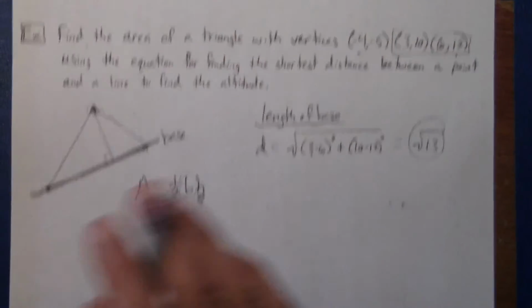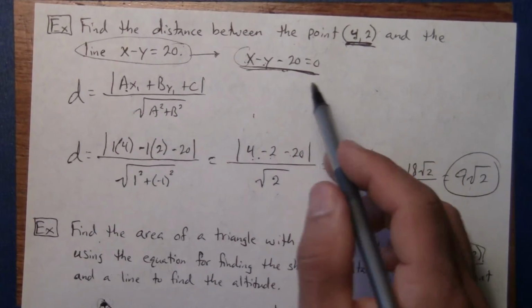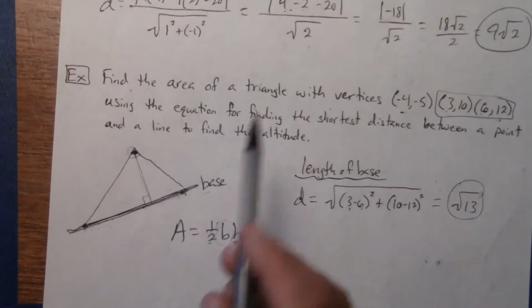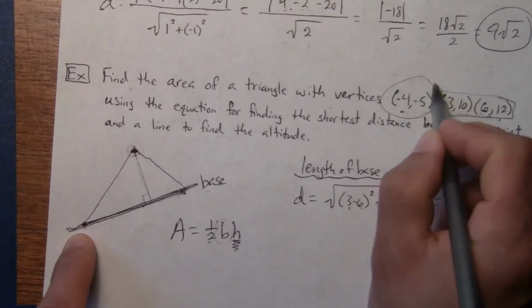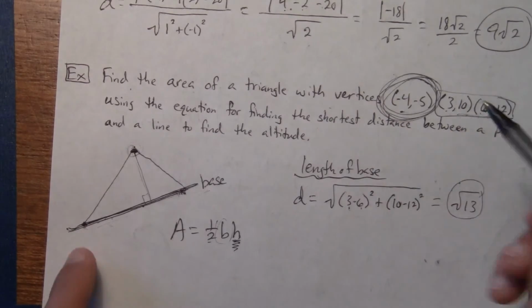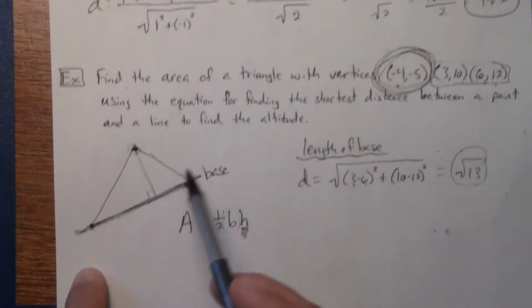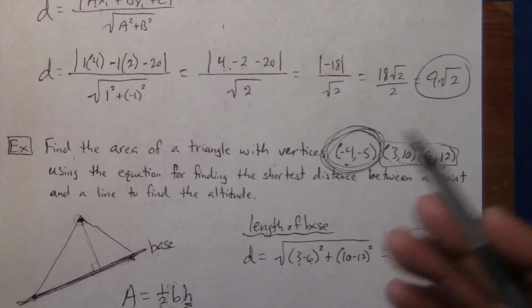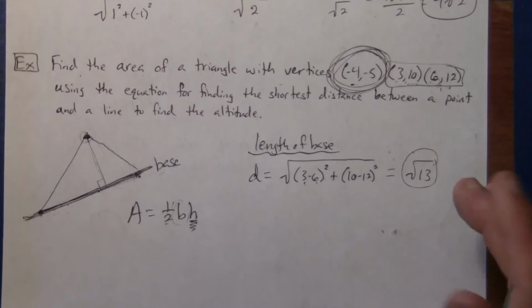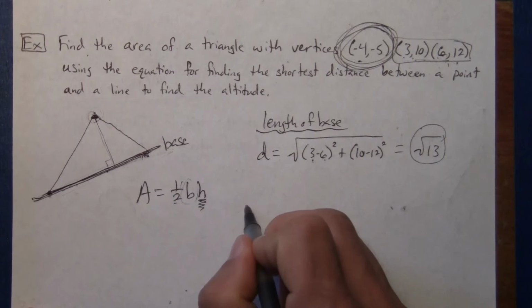And now to find the height, I have to do this. Well, what do I have to do? I have to have a point. Since I use these 2 points for the base, that means this is the other point. So there's my point, and then I have to have an equation of a line, which is this. So now using these 2 points, I have to write a y equals mx plus b equation. So I want to find their slope.